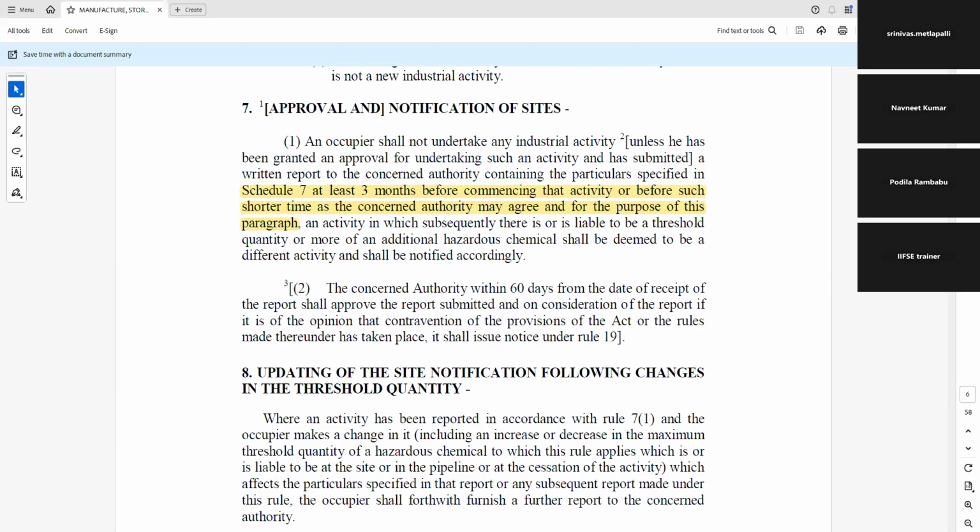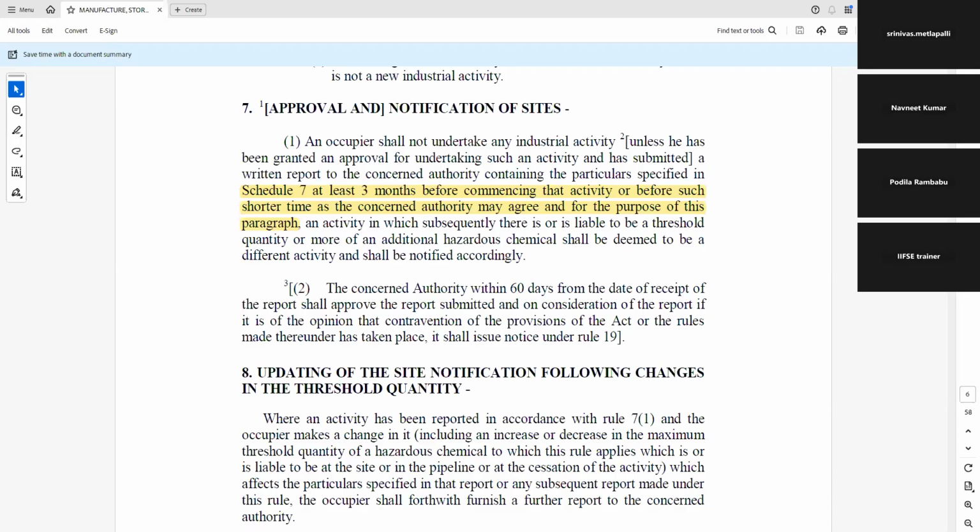So when we come up with a new site, how does this approval happen? Basically, the occupier shall not undertake any industrial activity unless he has been granted an approval for undertaking such an activity and has submitted a written report to the concerned authority containing the particulars specified in Schedule 7 at least 3 months before commissioning that activity, or before such shorter time as the concerned authority may agree, and for the purpose of this paragraph.